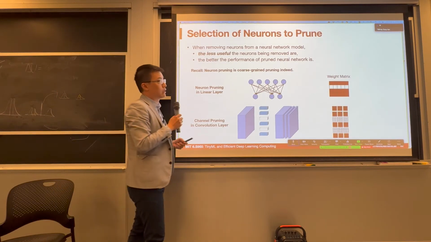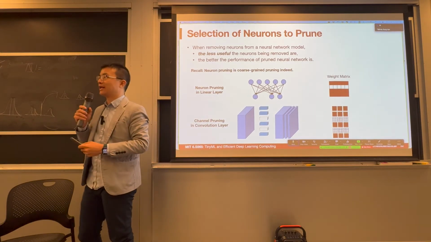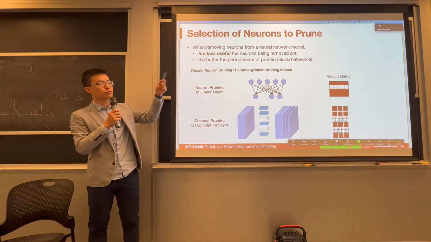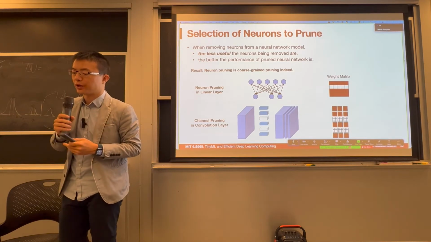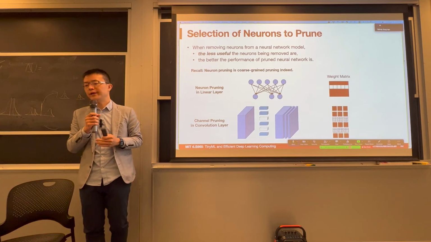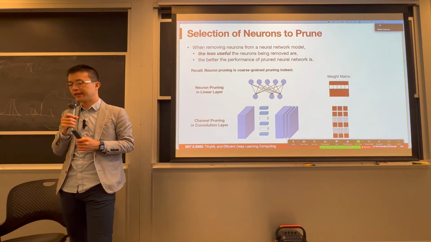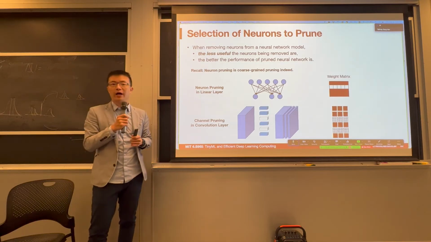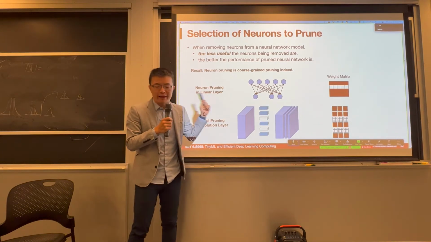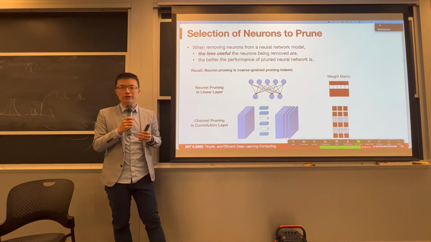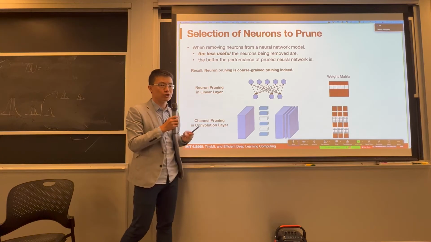So just now we talked about those criteria, heuristics to select the weights. What about the neurons? Which neuron should we select when we are doing pruning? Again, we want to prune away those less useful neurons. And how do we decide which neuron is important? Magnitude-based pruning is also a very good criterion in practice when selecting which neuron to prune.